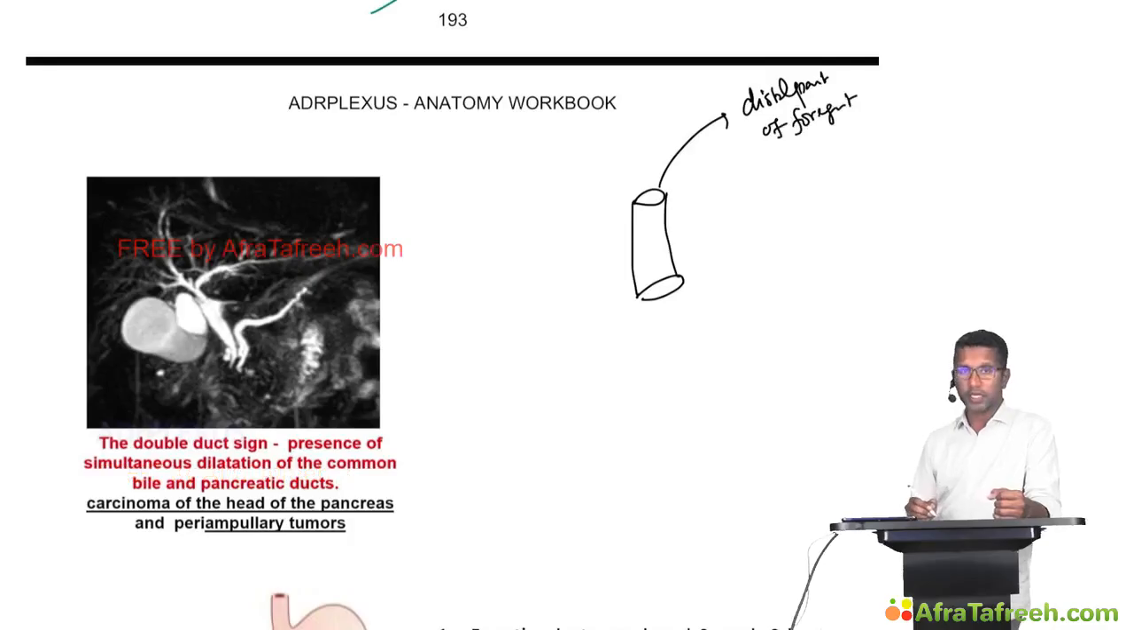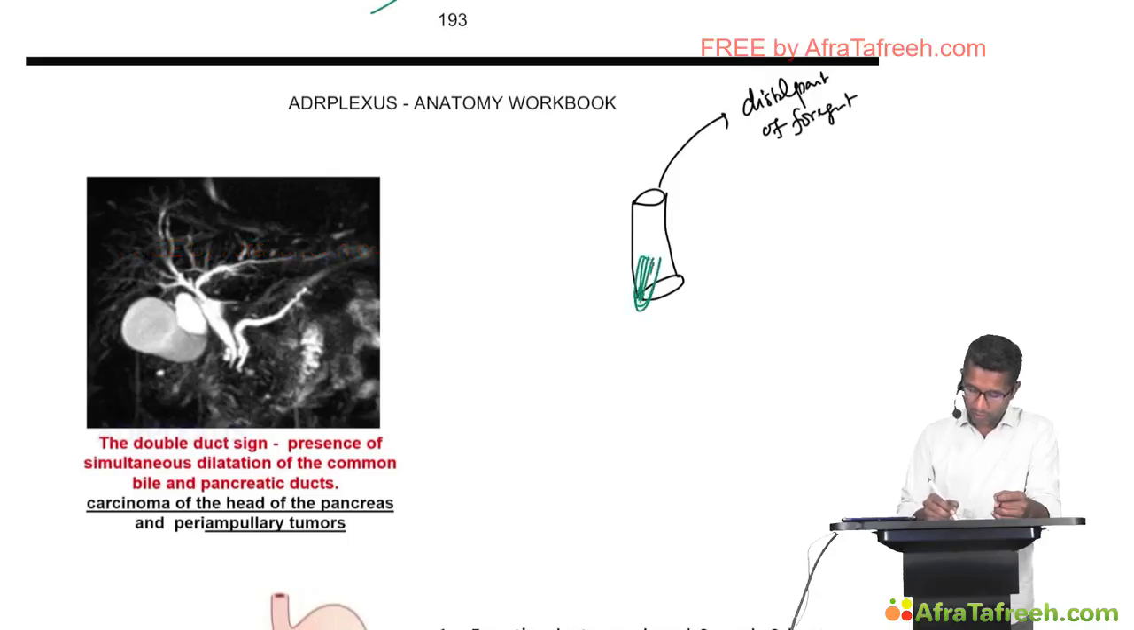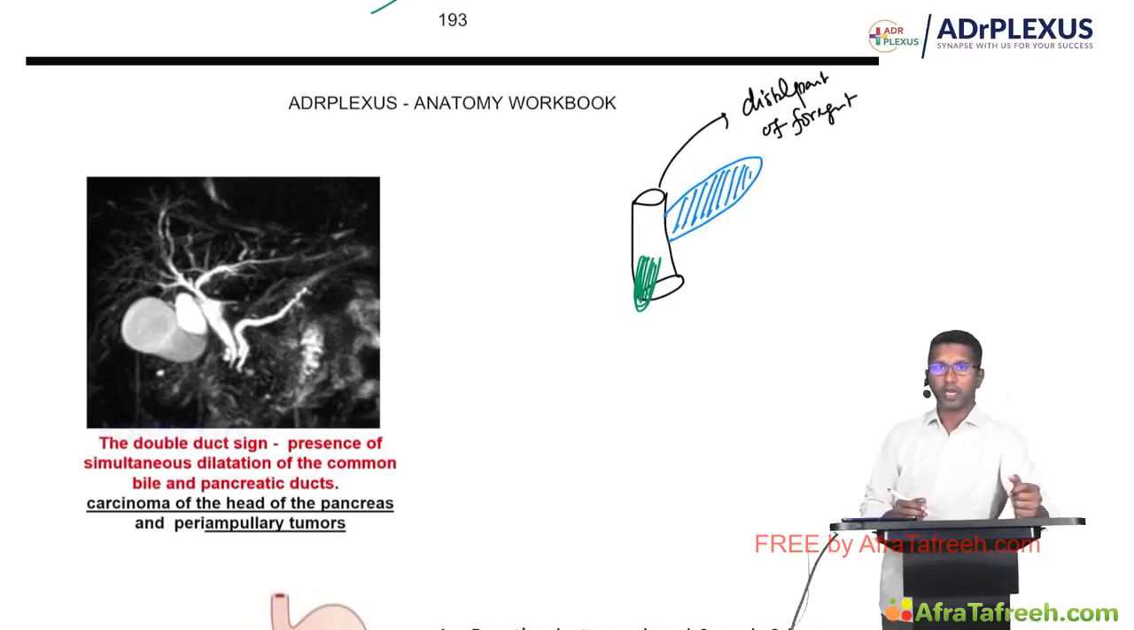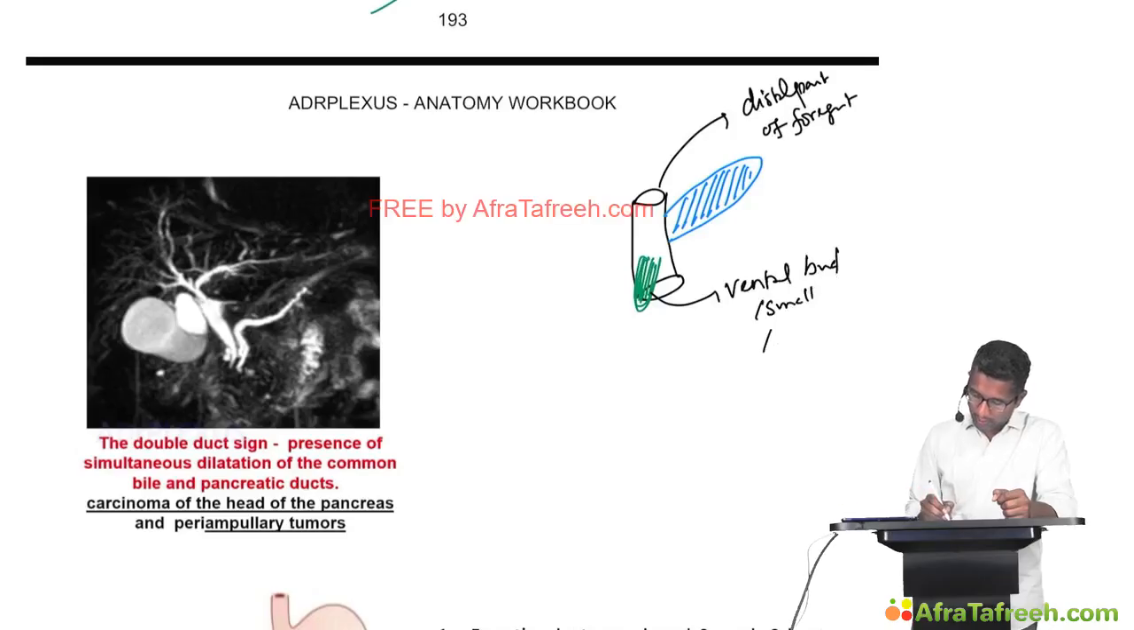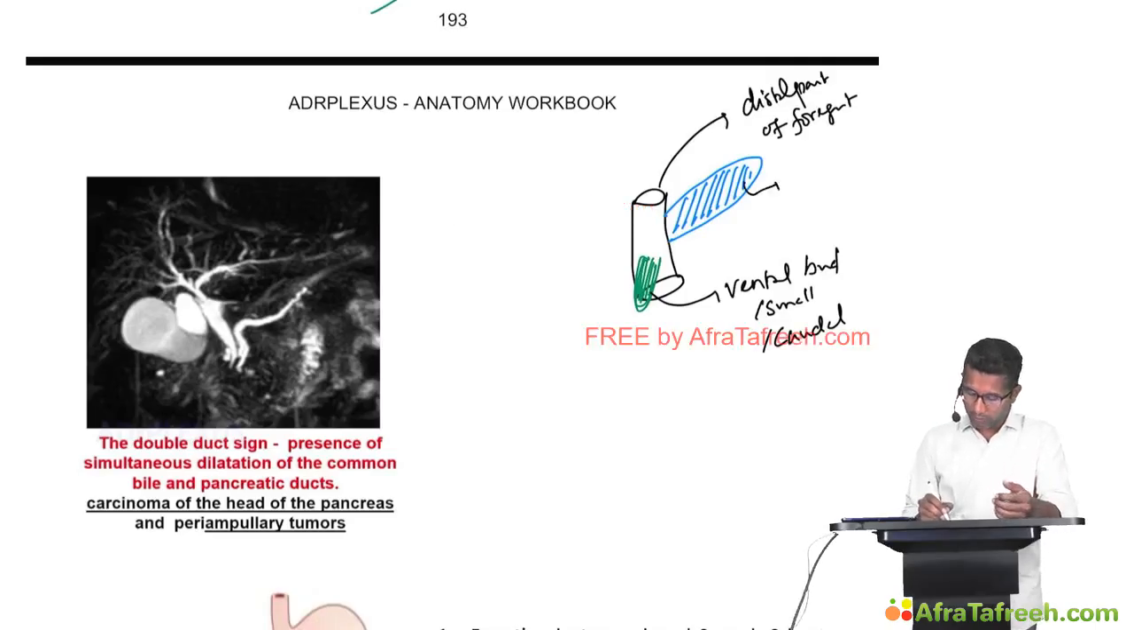So what is happening in the distal part of the foregut? You see the development of two buds: a small bud on the ventral aspect, and a big bud on the dorsal aspect. One is the ventral bud, which is small and slightly caudal in nature, whereas the bud formed on the posterior aspect of the foregut is the dorsal bud.